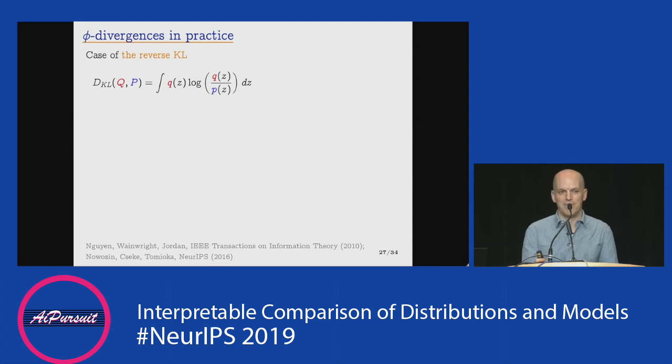Nguyen, Wainwright, and Jordan published a paper in IEEE Information Theory in 2010, and then Sebastian Nowozin and co-authors published a paper using that approach to train a GAN in 2016. So what I'm going to present is from these two papers. I encourage you to read them to find out more.